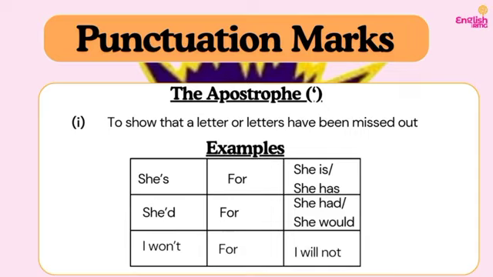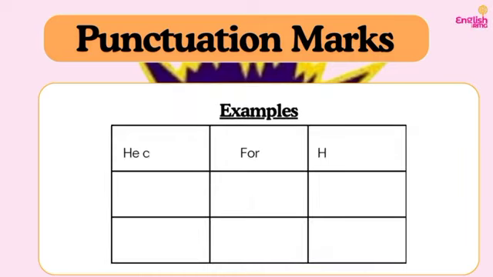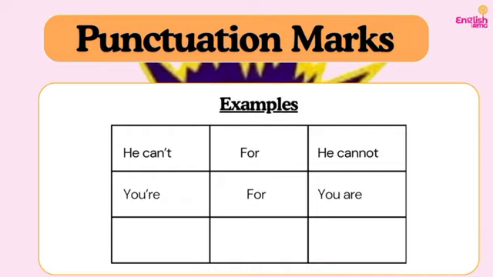Also, we could have I won't for I will not. The contraction form of I will not is what? I won't. Are you following? So when we miss out words like this, we can use the apostrophe to signify that we are not spelling this word in full. Also, we have he can't for he cannot. We have you're for you are. So instead of writing it in full, you could write it in the contraction form.